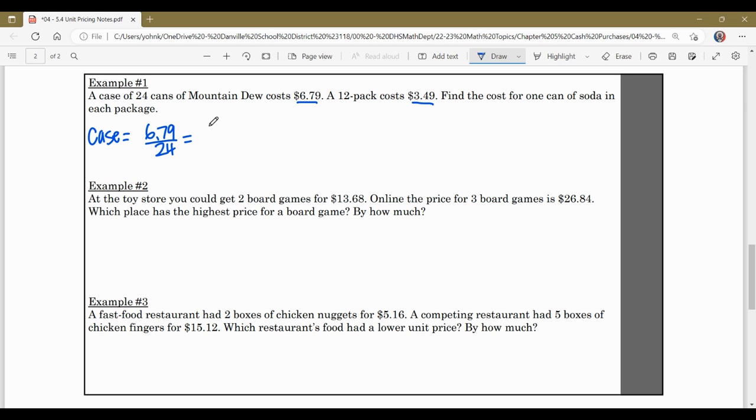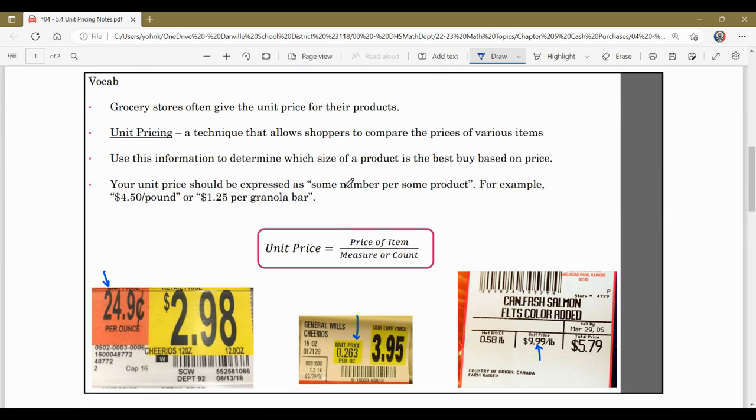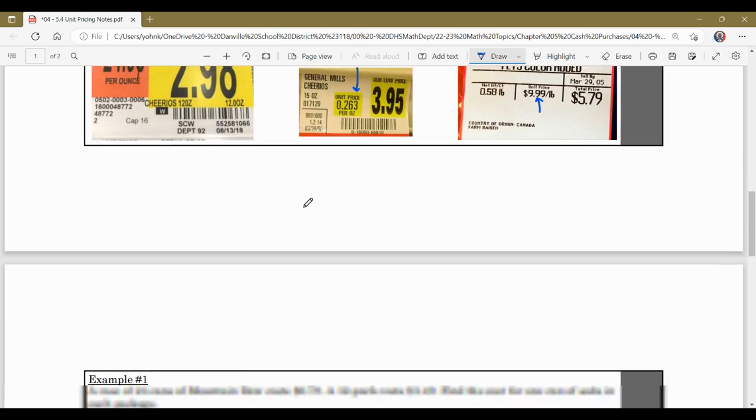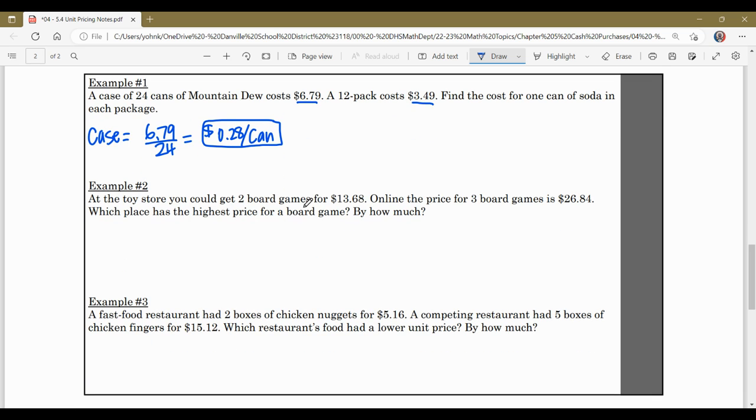If I do that, I get 28 cents per can. Now, you always want to express your unit rate as a per something. I kind of skipped over that sentence on the last slide. Your unit price should be expressed as some number per some amount. So $4.50 per pound, $1.25 per granola bar. You are always expressing your unit price as a per something. So 28 cents per can.